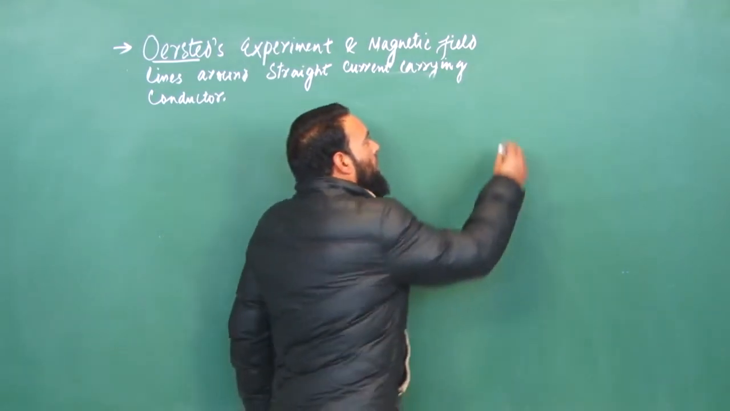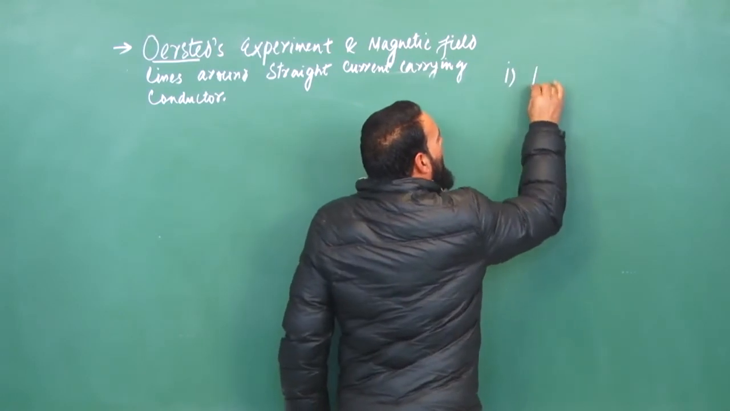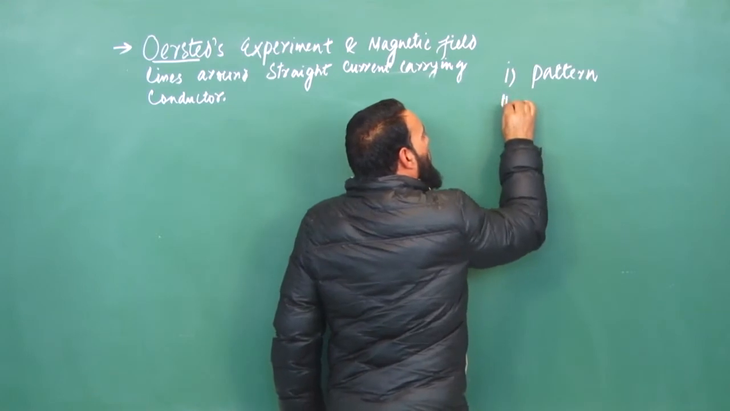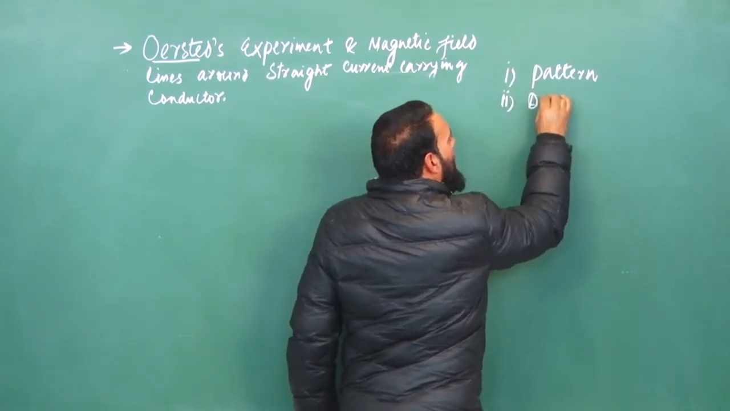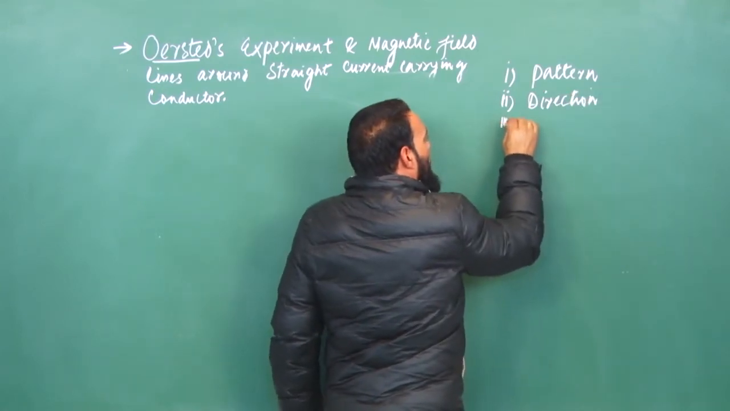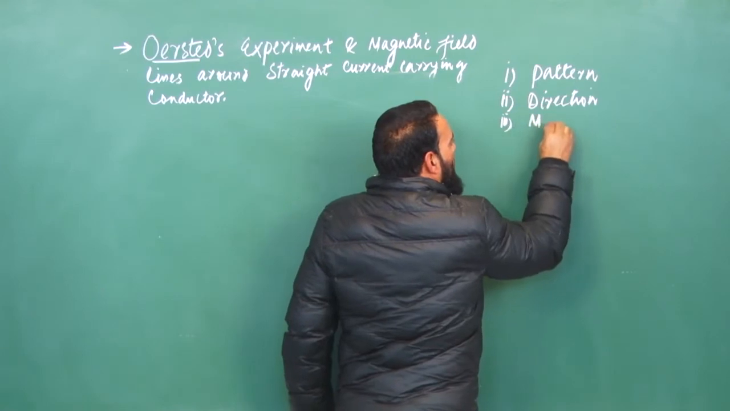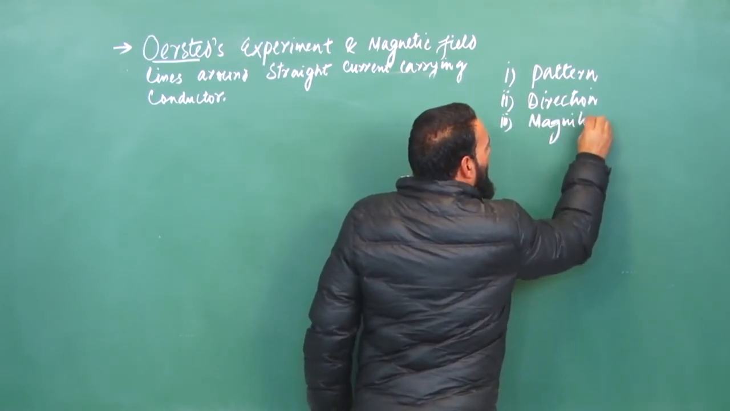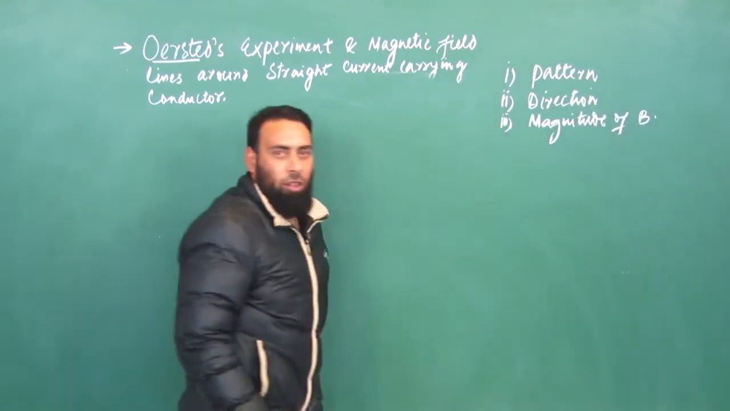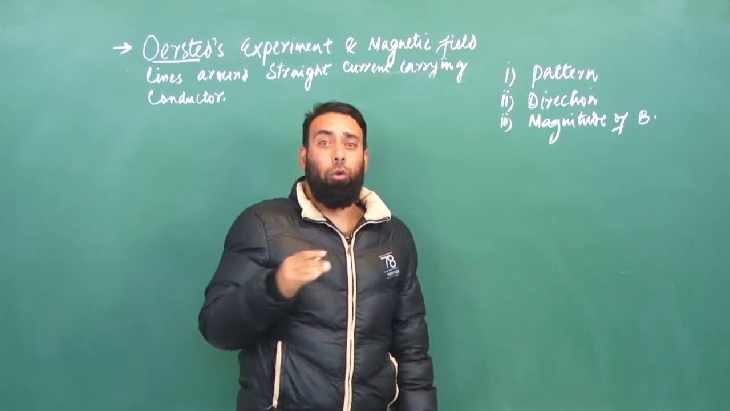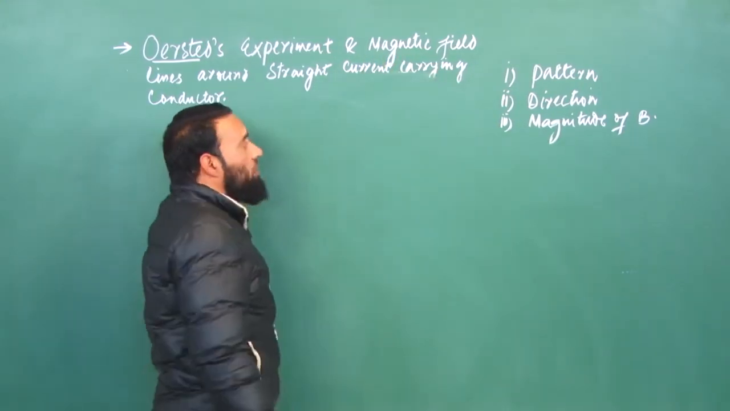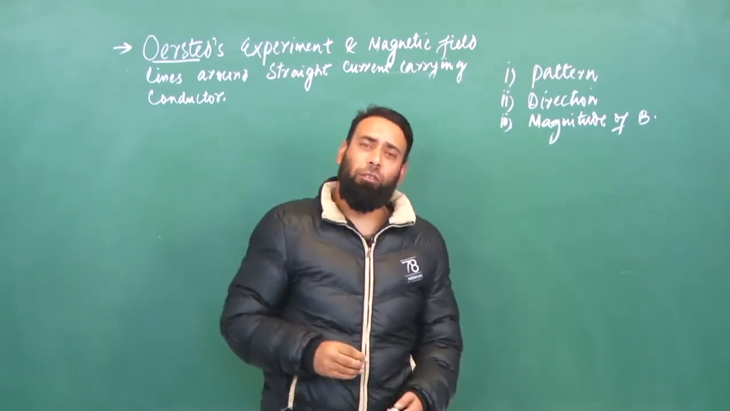One, the magnetic field line pattern, the pattern of magnetic field lines. Number two, we will find out the direction of those field lines. And the third, we will find out the magnitude of magnetic field strength. So these three things we will learn in magnetic field lines around a straight current carrying conductor. This is an activity based topic.